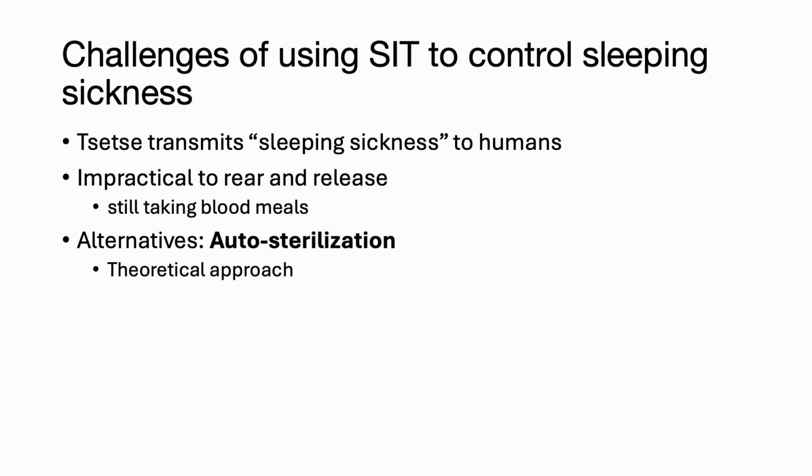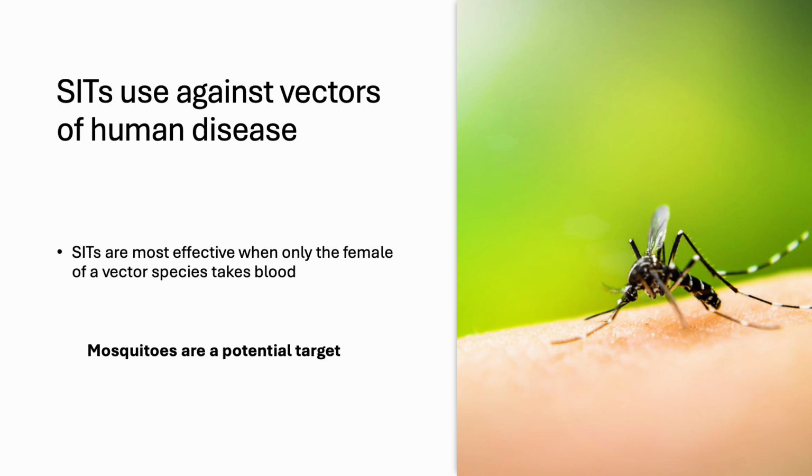This would be a theoretical approach where the chapter discussed that experimental traps could be designed to attract the flies and chemically sterilize them, and they would then be released back into the wild. So SITs have been noted to be more effective when only the female of a vector species takes blood. Therefore, mosquitoes are a potential target of SIT employment.